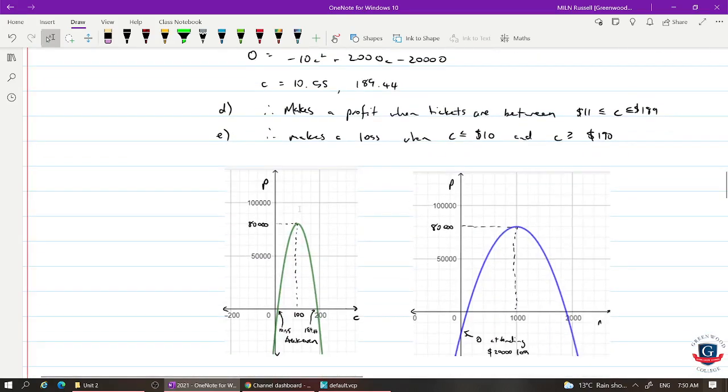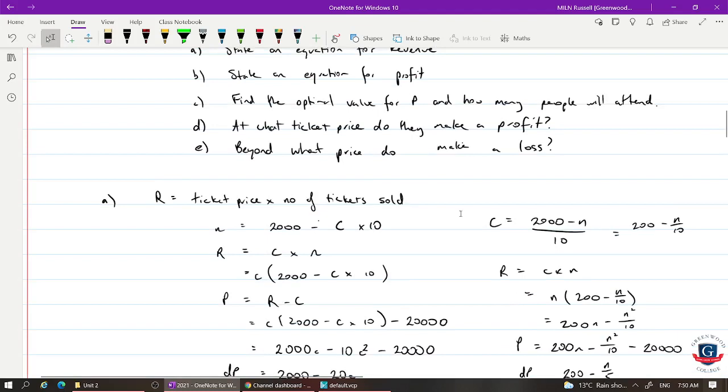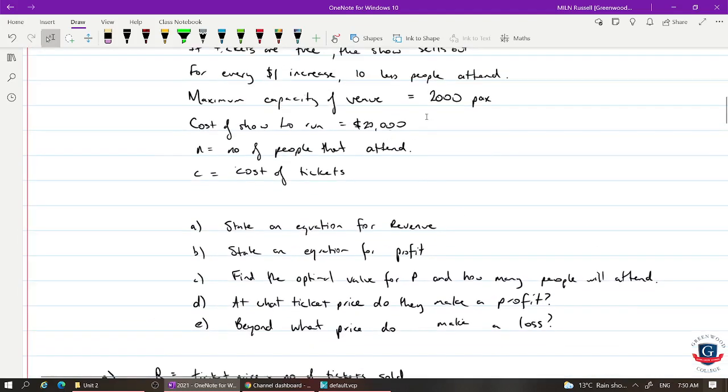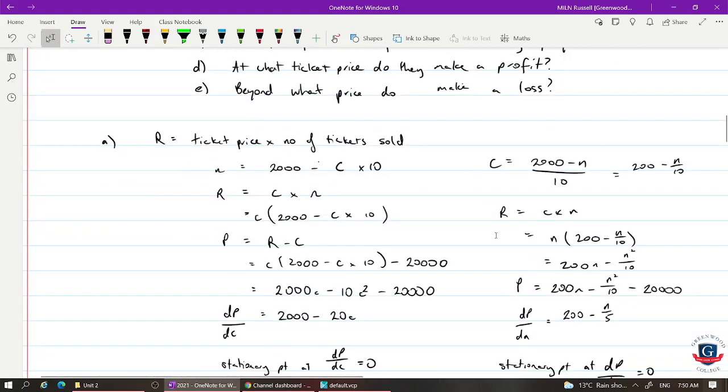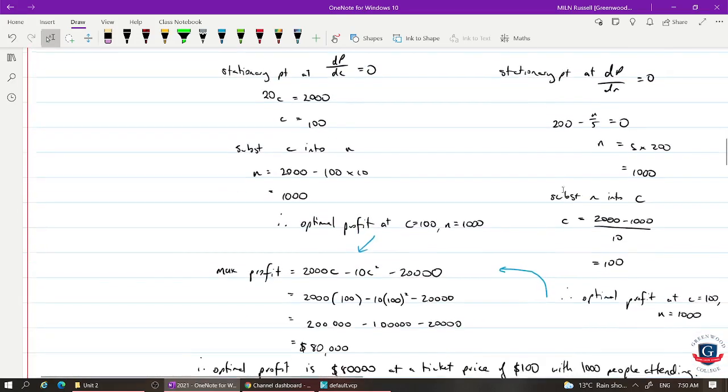Where the approaches get different is when you have a cost per ticket rather than just a fixed cost. So if this was plus 200N or 2N, which would be $2 per ticket, you would have had to have used this approach to make the equations work.